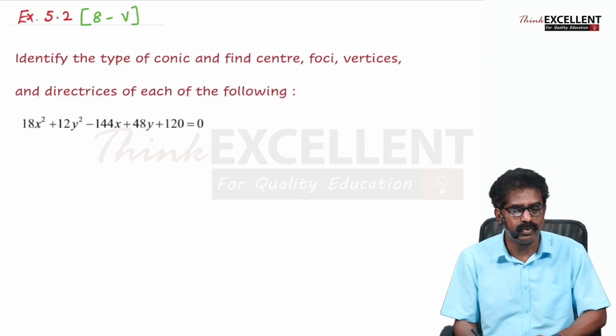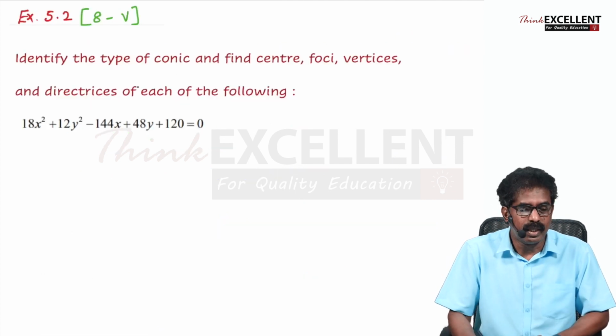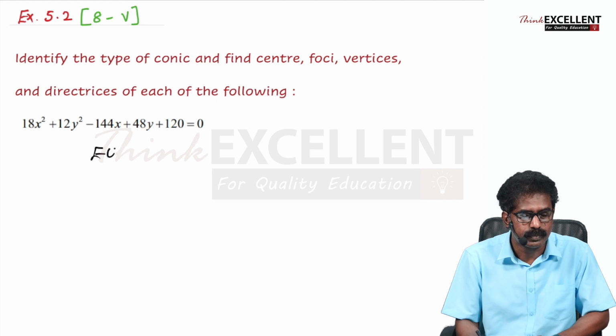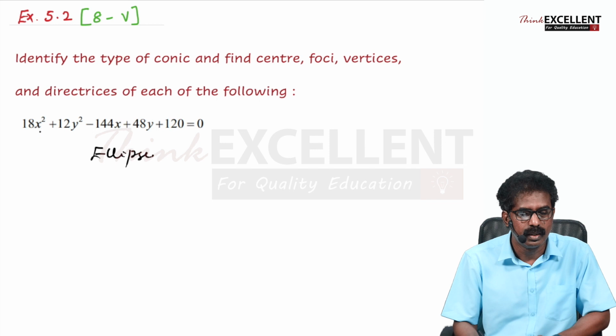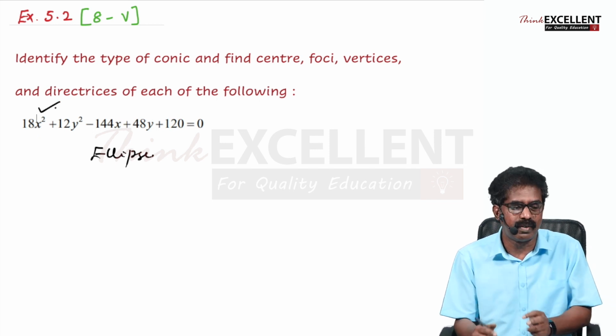Okay, now we'll go for one more question. Identify the type of conic. So you know it is an ellipse. I'm not going to write all the steps, you can do that. Then we'll see which type it is. So the first part is to reduce it to the standard form, which will help you.